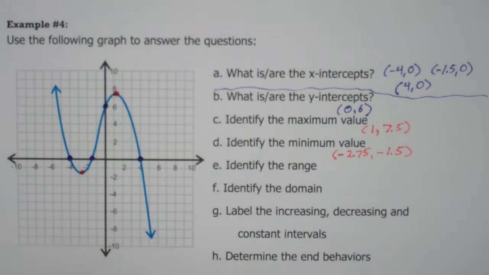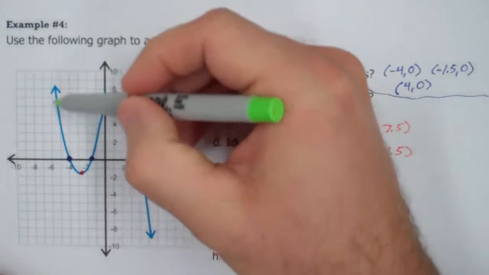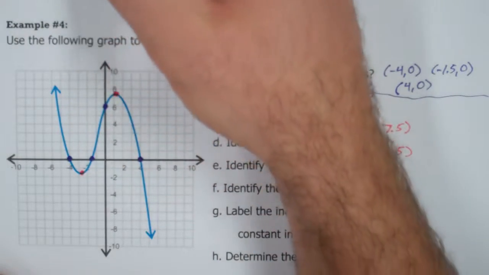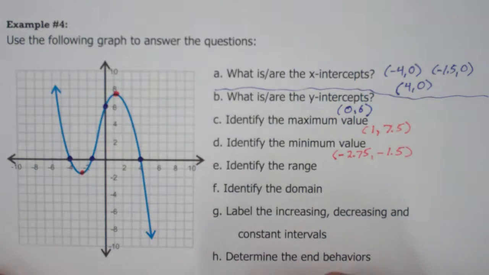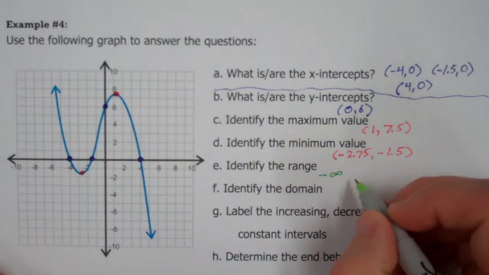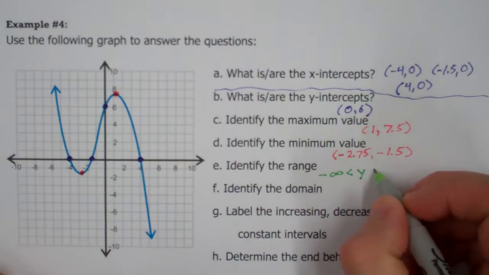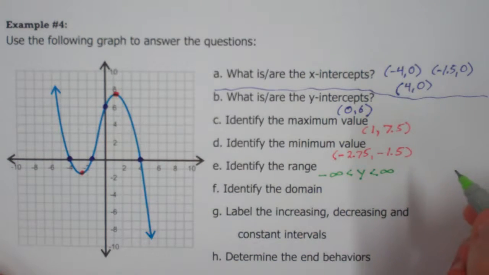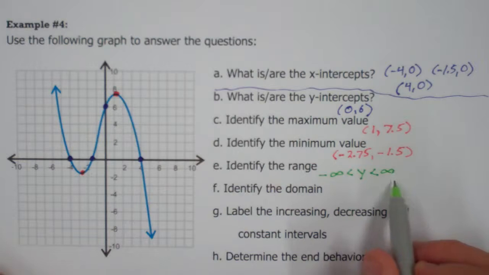Next, we'll identify the range and domain. So the range are the possible y values. If we look up and down this graph, this side will go to positive infinity, all the values in the middle will work, and then all the way down to negative infinity will work. We want to list the range as being negative infinity less than y, where y is the variable we want, less than infinity. This covers all real numbers.